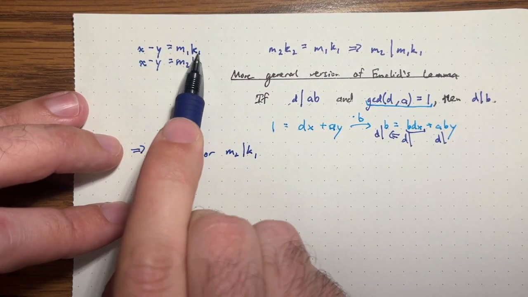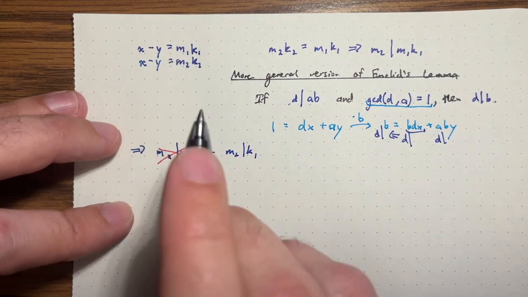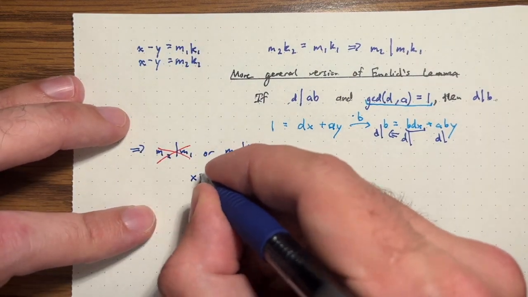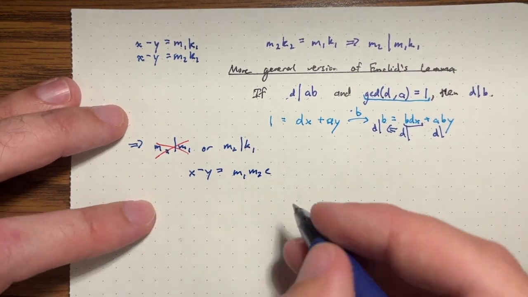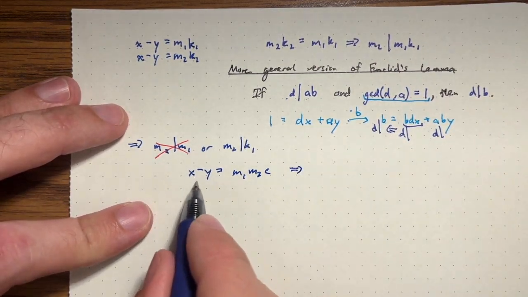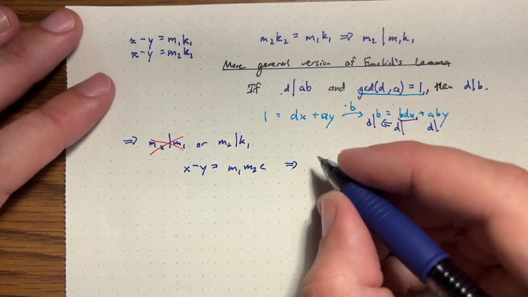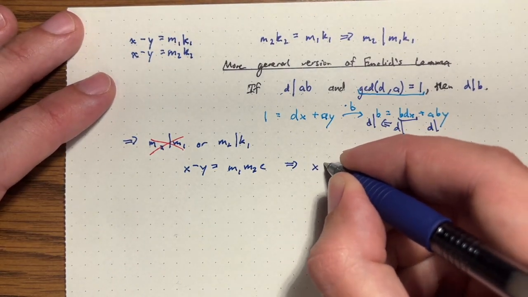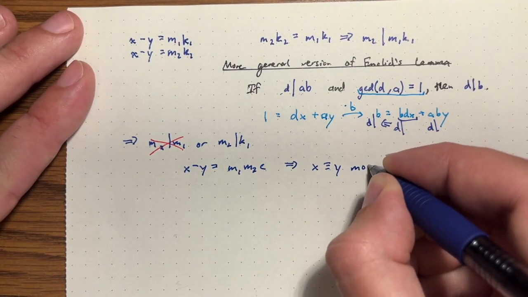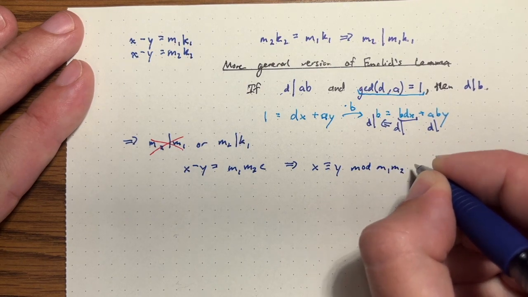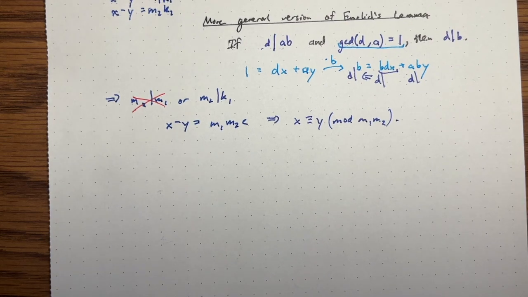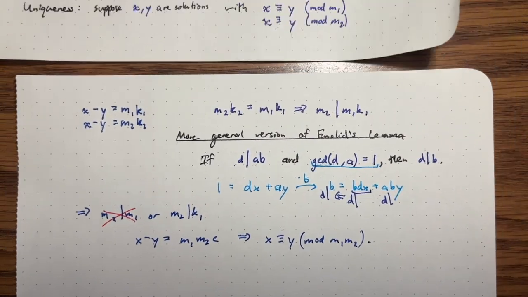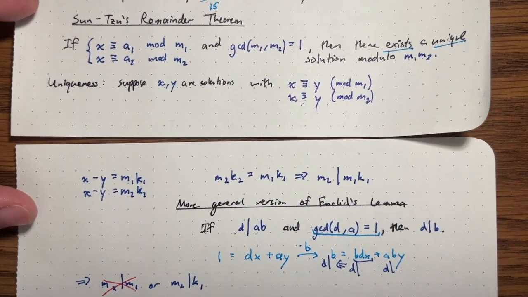So what do we do before? We wrote this k1 now as m2 times something. So x minus y is m1 m2 times something. But this clearly shows that x and y differ by a multiple of m1 m2. So x is congruent to y mod m1 m2. And that proves the uniqueness part of Sun Tzu's theorem.